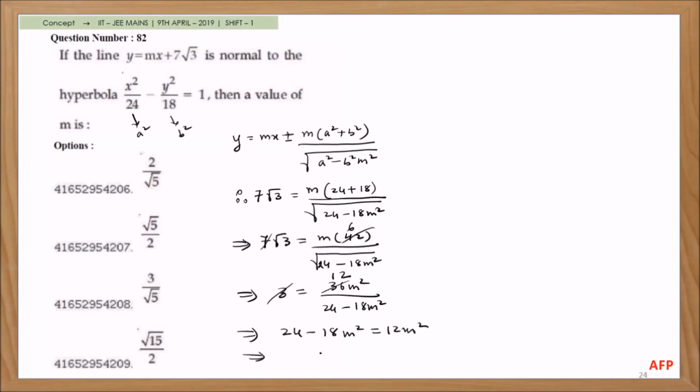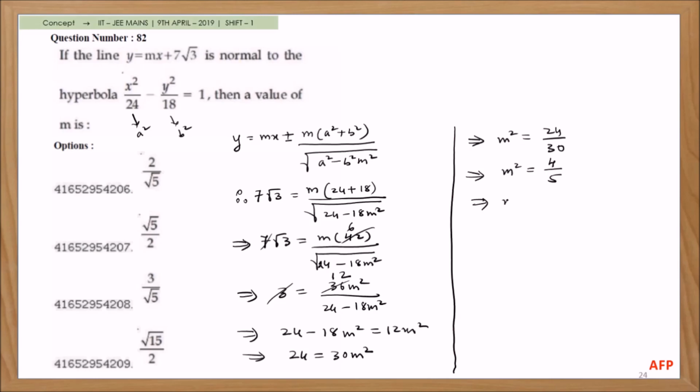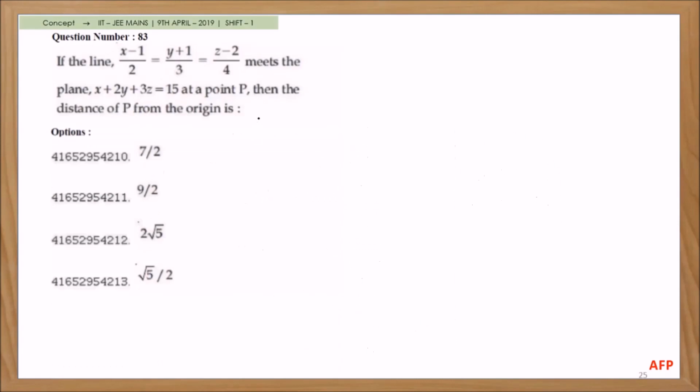So this implies, if you send it to the other side, what you are getting, 24 is equal to 30 m square. This implies m square is equal to 24 by 30, which is nothing but m square is equal to 4 by 5. So m is equal to plus or minus root 2 divided by root 5. Okay, so which option does it follow? Option 1 it follows.